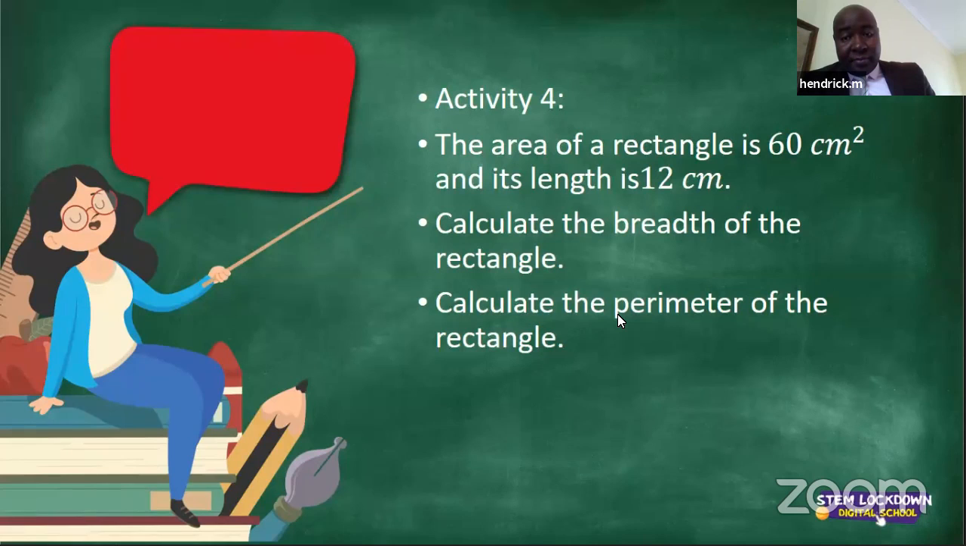The breadth is 60 divided by 12, which equals 5. So if you multiply 5 by 12, it will give you 60, which is the area of the rectangle, to my understanding. Thank you very much. You are correct, Bonolo. So the breadth will be 5. You divide 60 by 12 to get 5.